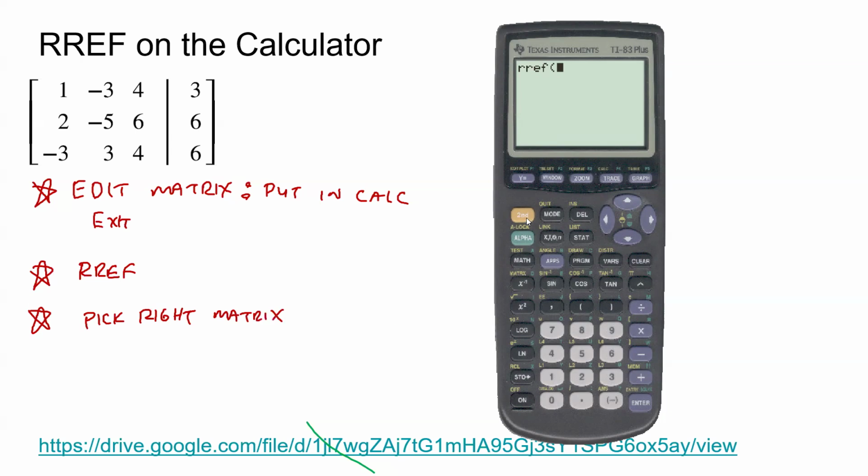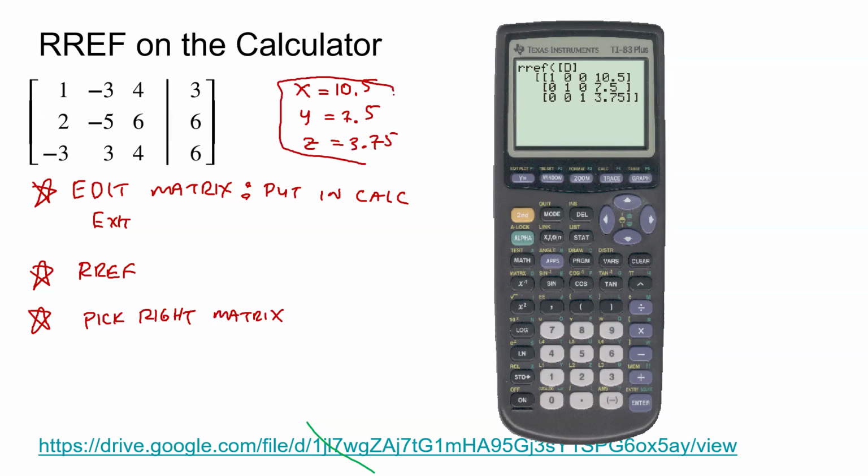So one more time, second matrix. Anytime you want to do anything, you got to do the second matrix thing. And there are the solutions if I pick the right one. And you can see that X would be 10 and a half, and Y is 7.5, and Z is 3 3/4, 3.75, whichever way you want to do it.